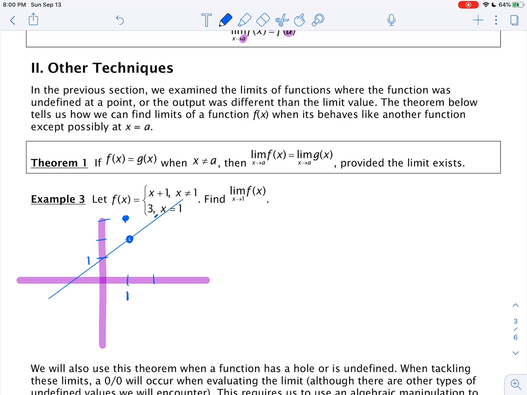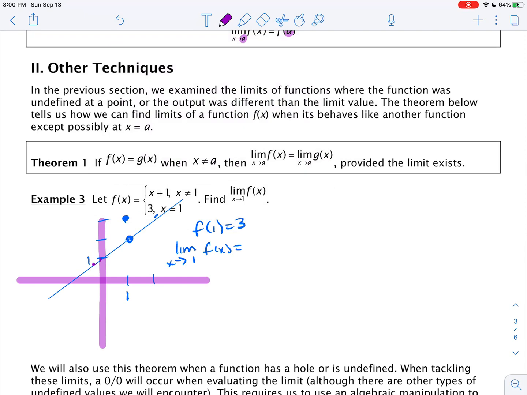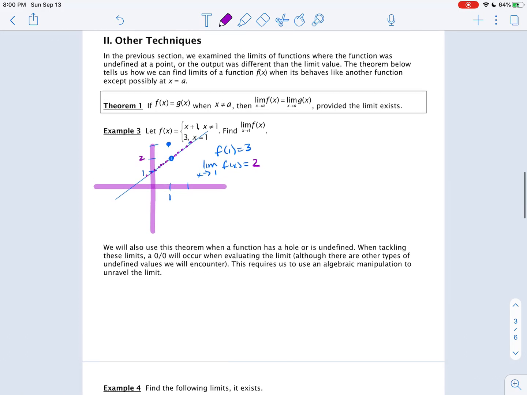So we do have that f of 1 is equal to 3, but the limit as x approaches 1 of f of x is going to be about the function outputs nearby. So if we go to the graph, the limit as x approaches 1 from the left is going to equal 2, and the limit as x approaches 1 from the right is also going to equal 2, and so the limit here is going to equal 2. Okay?